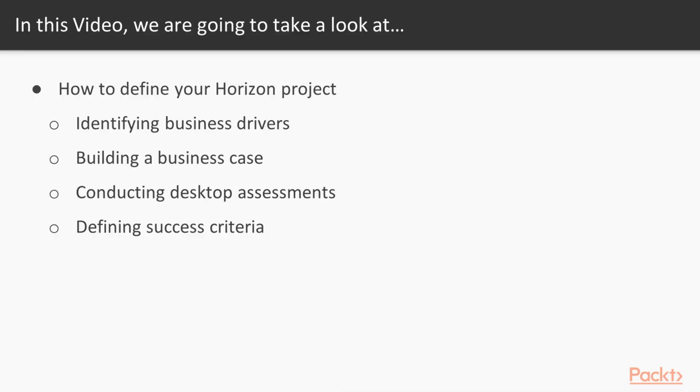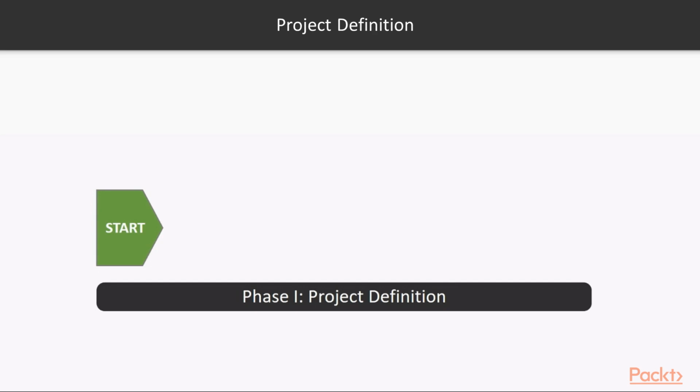So in this first video, we're going to start to look at phase 1 and discuss how to define your Horizon project, looking mainly at identifying business drivers, building a business case, desktop assessments, and defining the success criteria. So let's look at how to identify the business drivers and ultimately understand your needs and requirements.